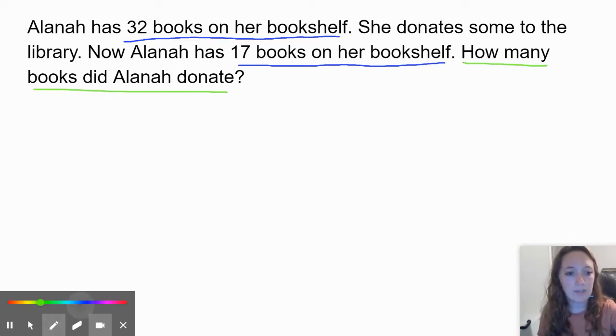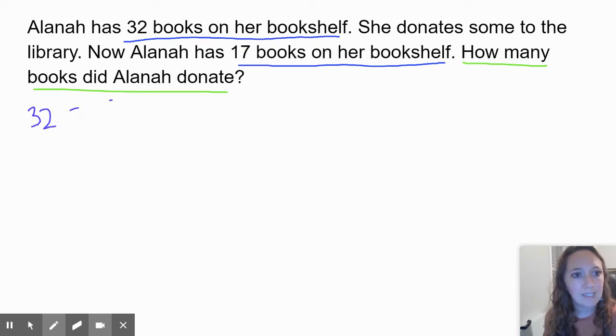So the equation that I would write to match that is, let's see, what did we start with? We started with 32, then she donates some, so she took some away, and now she has 17 left. So to match, I'm going to write 32 minus unknown, and I'm doing a box for the unknown so that I can remember that's what I'm trying to solve for. That's what my answer is going to be, equals 17. But that kind of equation can be a little bit tricky to solve, so I know that whole minus part equals part, and it doesn't matter which part, so I'm going to switch around my parts. 32 minus 17, which is the part that we do know, equals unknown.